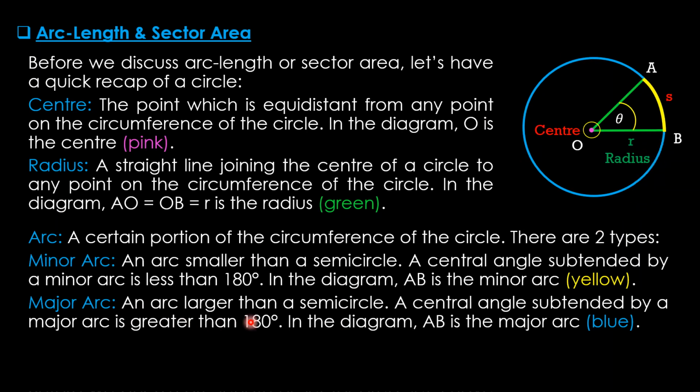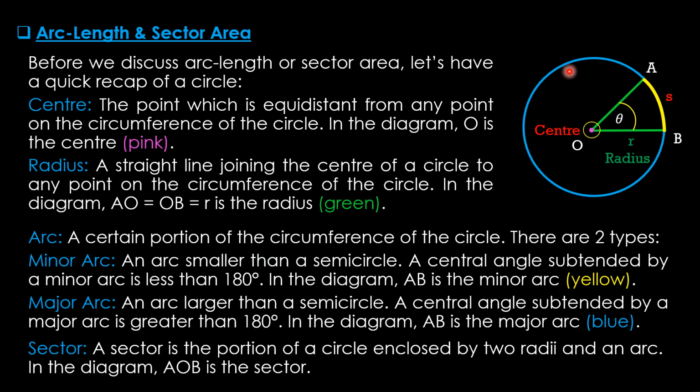The arc larger than a semicircle is a major arc, and the central angle subtended by a major arc is greater than 180 degrees. So this is the angle the major arc is making at the center. The yellow AB arc is the minor arc, and the blue arc is the major arc of the circle.